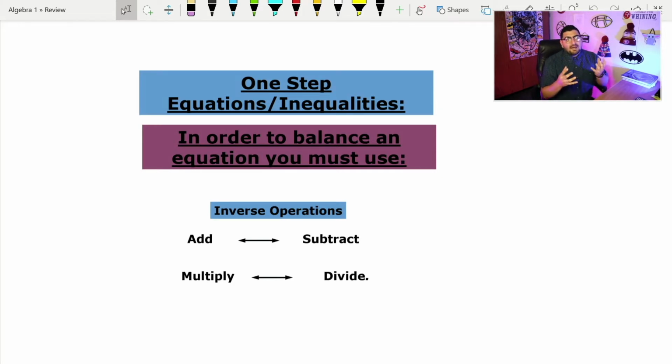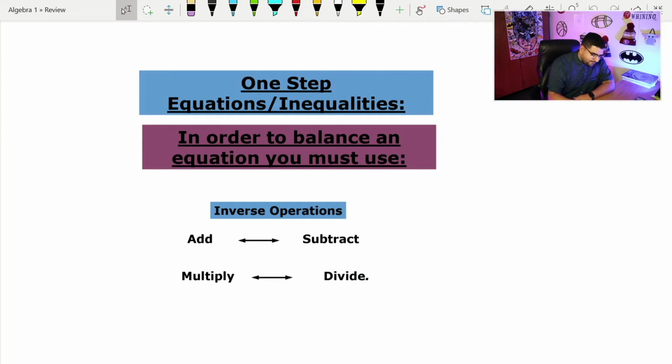When we keep balance, we need to make sure that whatever we do to one side of an equation, we also repeat to the other. That's what keeping balance is. The next thing is we solve these problems using inverse operations, which means we tend to do the opposite of whatever the problem has or whatever we see.